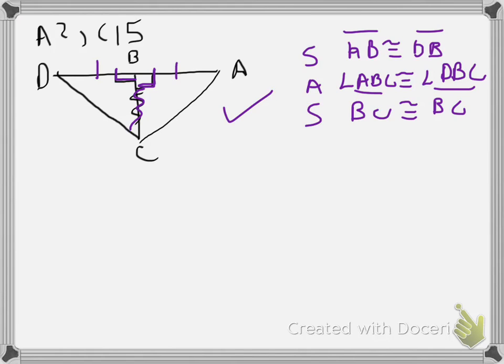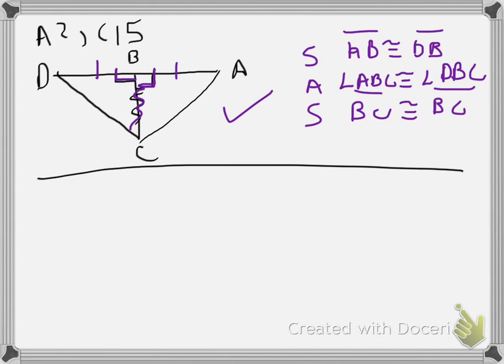Now there were multiple possible answers, so we're going to check some more. So choice A would be true: BC is perpendicular to AD, and AB is congruent to side DB. That's enough information. Okay, so now they had another situation.